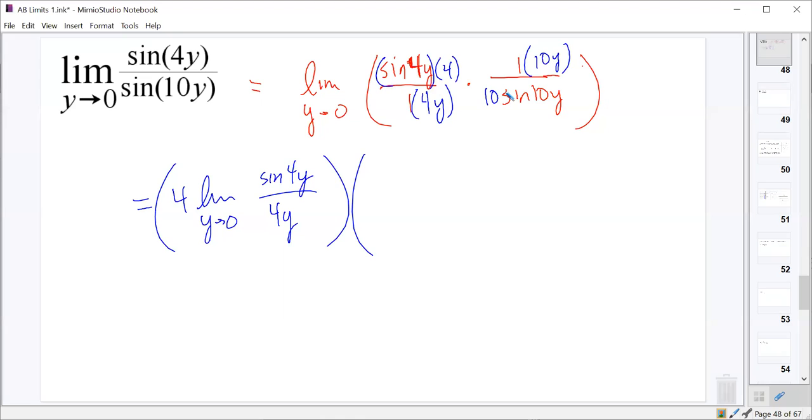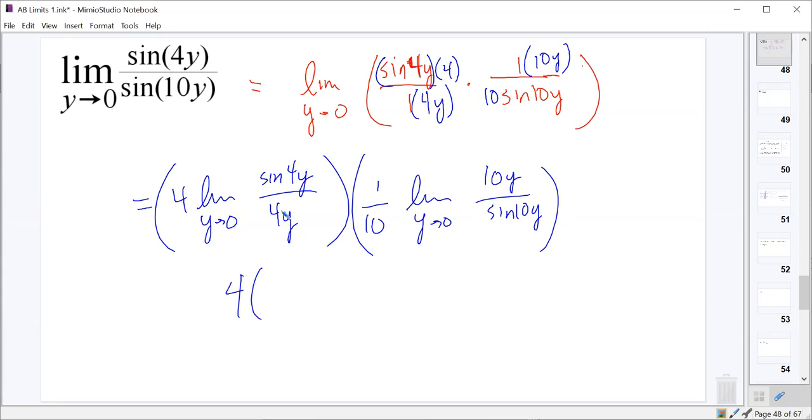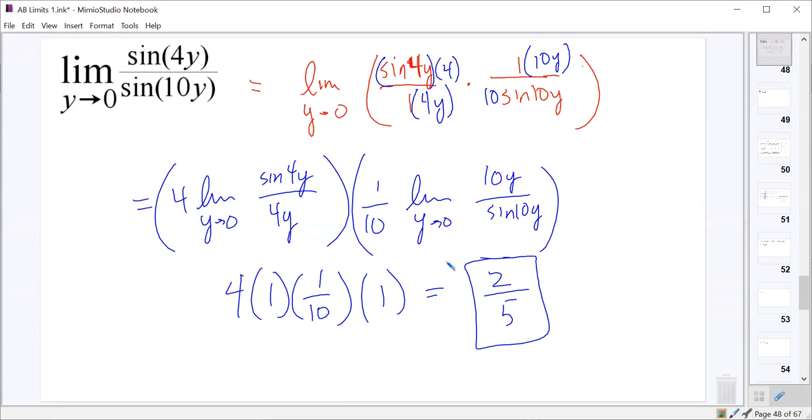And the second one will be 1/10. I'll pull that 1/10 out. The limit is y approaches 0 of 10y over sine 10y. And what do we get? We get 4 times 1 times 1/10 times 1. And that ought to just be 4/10 or 2/5. Good or no?